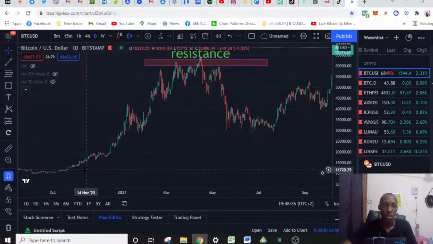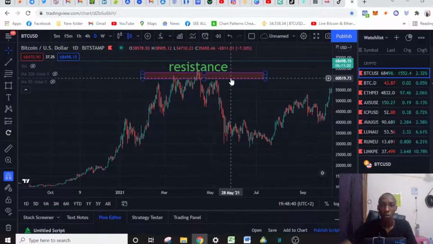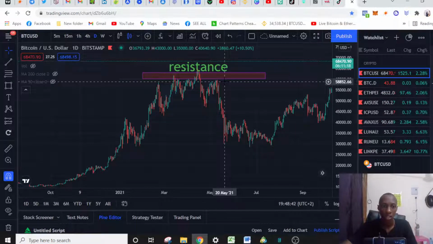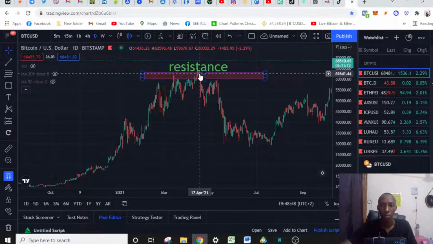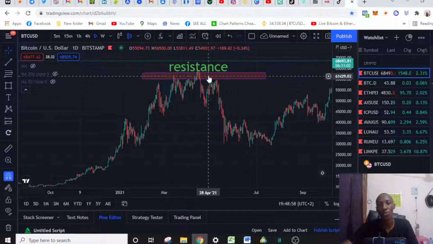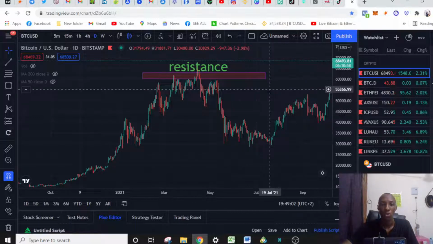So you can see right here, people who bought Bitcoin at 10,000, when it got to 60,000, they want to sell. And you see this just last year, October. And now this is April this year. So people who held their coins from October, from 10,000 to 60,000, these guys want to sell. They want to make some profit. So this area is called resistance.